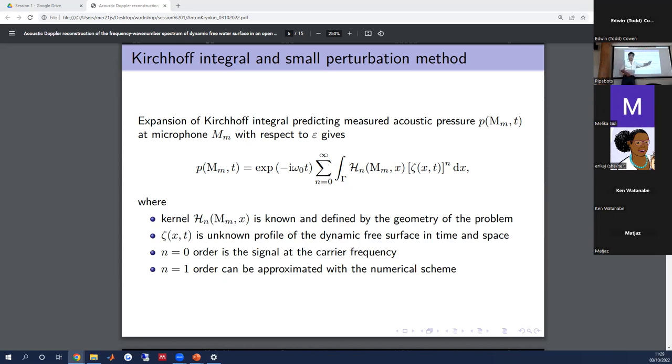The variable n here is basically an integer. If it's zero, in this case, everything comes back from the specular reflection point. If it's one, in this case, we take into account the actual elevation of the surface. But roughly speaking, this integral is an approximation. It's called the Kirchhoff approximation.